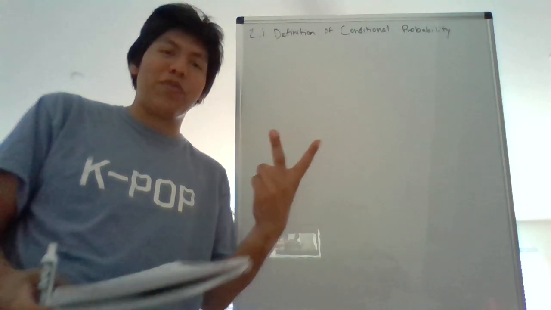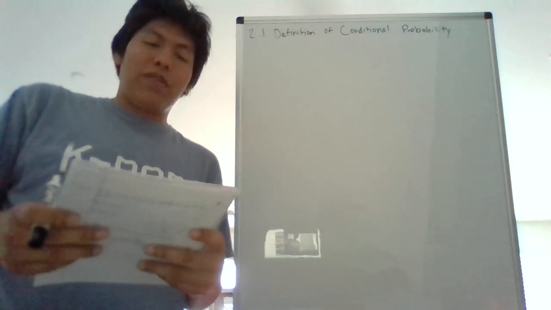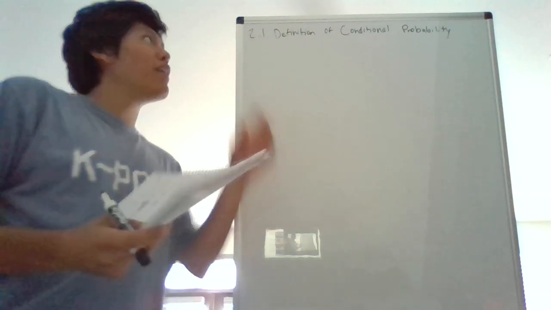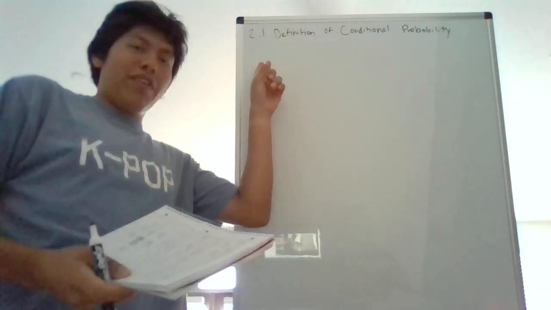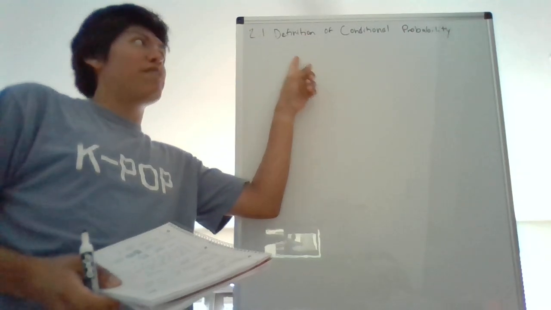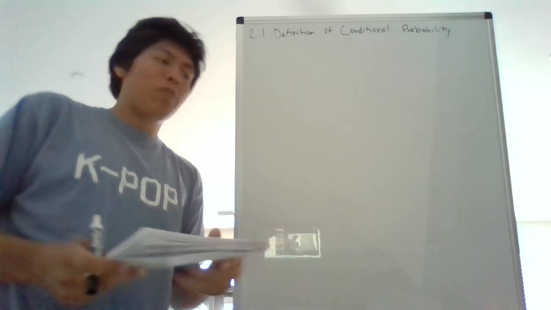So this is chapter 2 now, which is titled Conditional Probability and Independence. First thing we're going to look at is section 2.1, which is the definition of conditional probability.